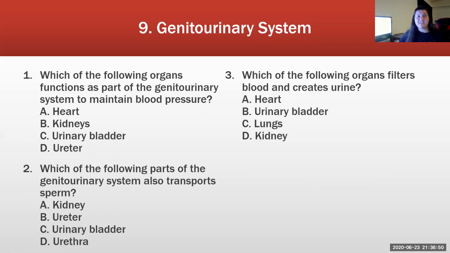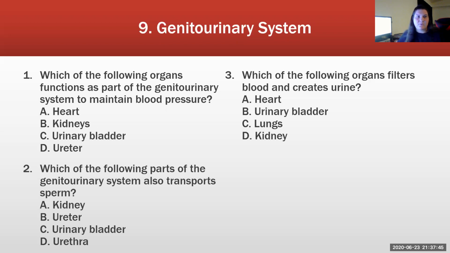Oh my gosh, guys, we're cruising through this. Yay! Okay. Which of the following organs functions as part of the genitourinary system to maintain blood pressure? We're looking for the organ that maintains blood pressure: heart, kidneys, bladder, ureter. So it's the kidneys, guys. The kidneys are the main organ that functions in maintaining blood pressure. The heart is part of the cardiovascular system, but it has no say in maintaining blood pressure. The urinary bladder, again, doesn't maintain blood pressure. It just collects urine. That's its only purpose. And the ureters are the tubes that come down from the kidneys to the bladder, so they have no say in maintaining blood pressure either.